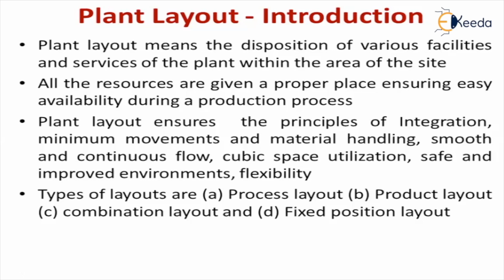Then minimum movements and material handling. So the distance and time taken for travel between the machines should be minimum, and material handling also should be minimum. Then smooth and continuous flow. Then cubic space utilization. So the space utilization inside the industry is a major factor. So in all the three dimensions, the space has to be utilized in a proper manner. Then safe and improved environments, flexibility, etc.